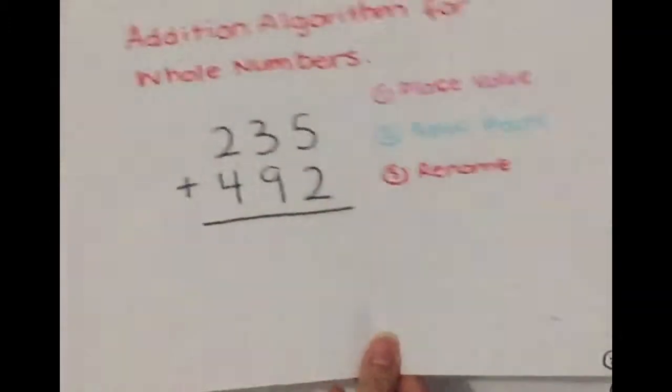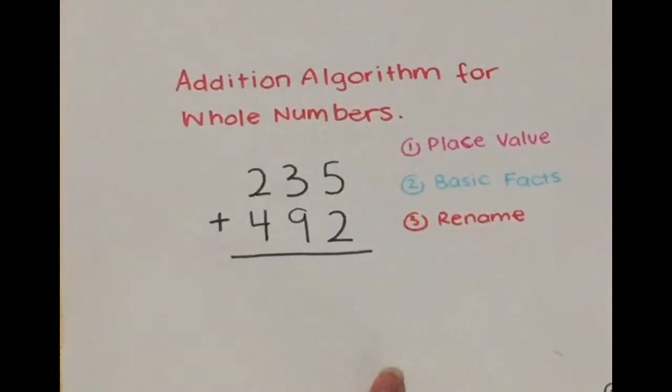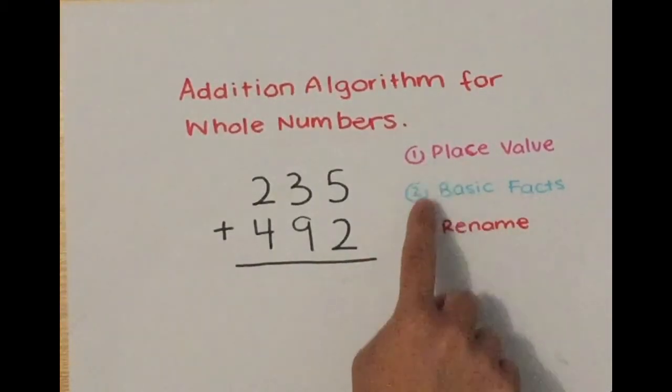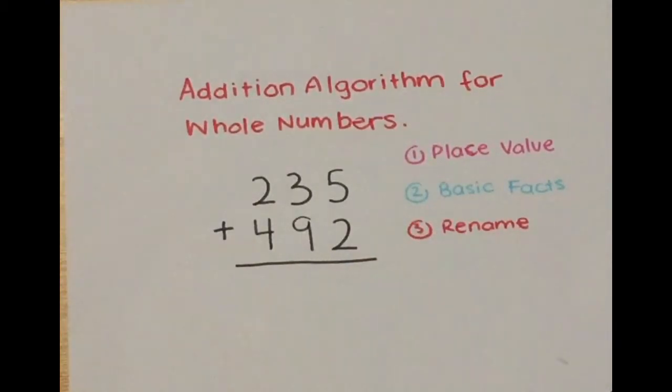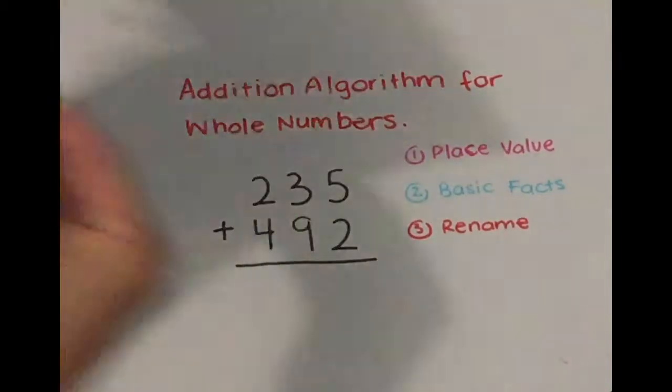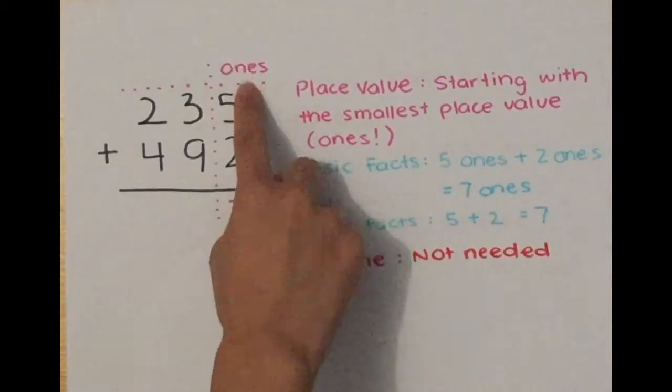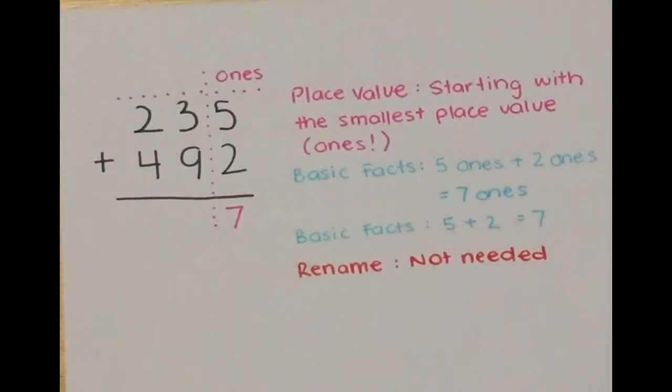Let's start with the addition algorithm for whole numbers. For example, 235 plus 492, using place value, basic facts, and renaming. First, we start with the smallest place value, the 1s column. We know that 5 1s plus 2 1s equals 7 1s. That's 5 plus 2 equals 7, which is 7 1s.